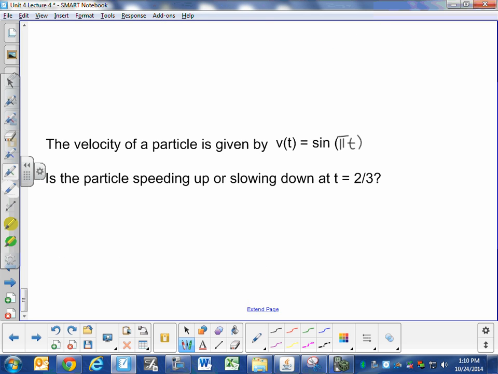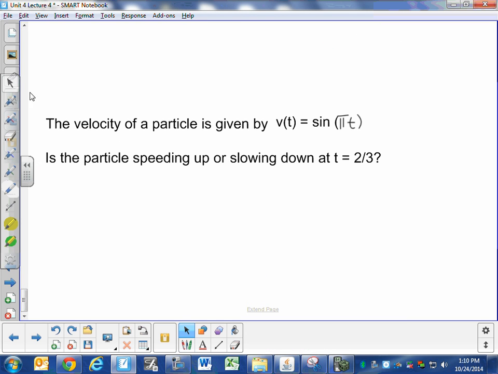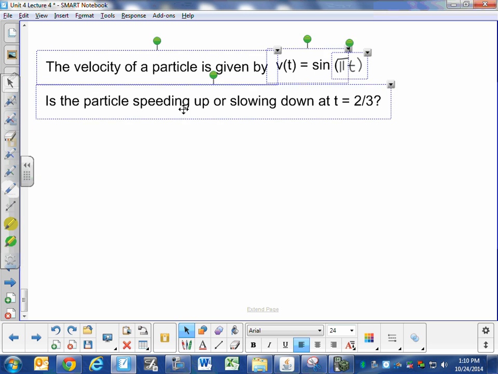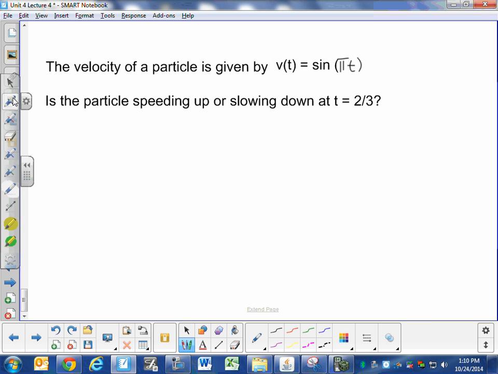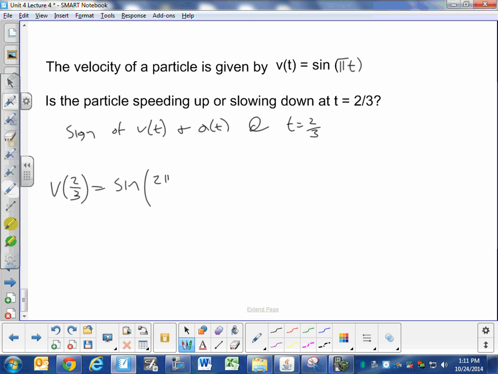Okay, last question. The velocity of a particle is given by this function. Is the particle speeding up or slowing down when t is equal to 2/3? Well, all I need to know is the signs of velocity and acceleration. To find the sign of velocity at 2/3, I just plug in 2/3 into my velocity function. It becomes the sine of 2 pi over 3.